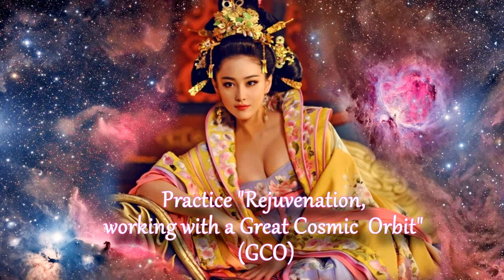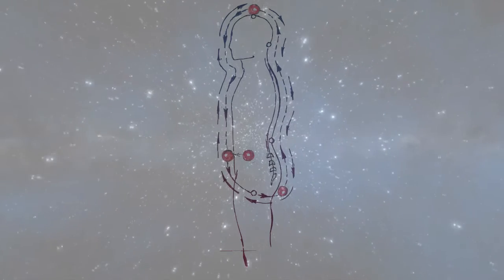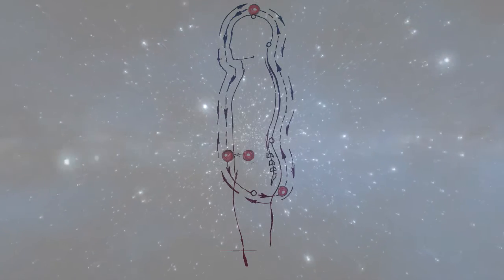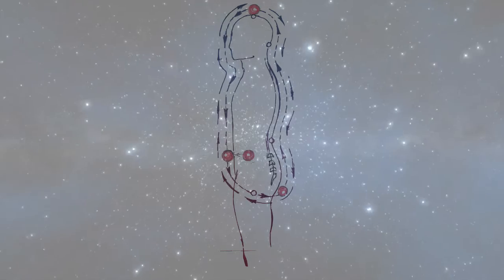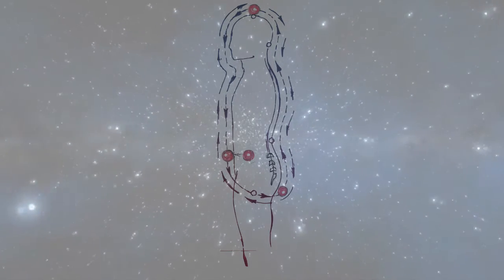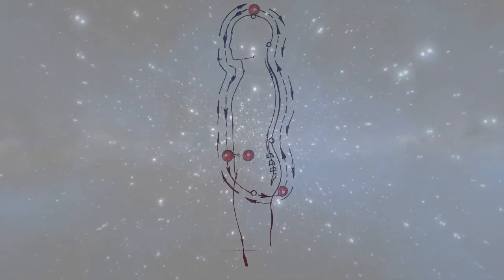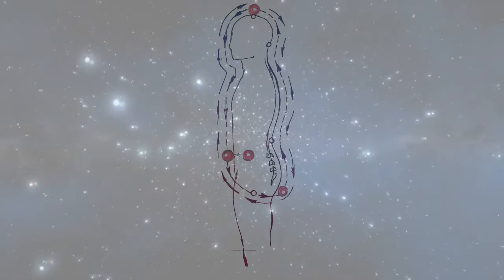Practice rejuvenation, working with the great cosmic orbit. The Great Cosmic Orbit passes from the top of the spirit along the front of the spirit body, the double, our body, then through the legs and up the back of the body to the top of the spirit. It begins with a microcosmic orbit, lessons one and ten.